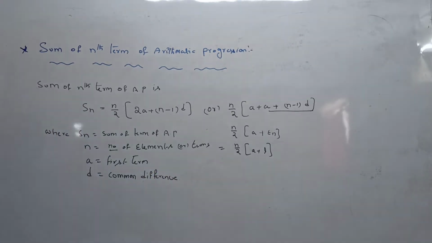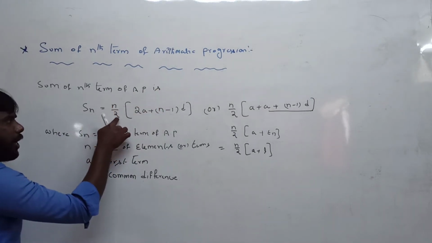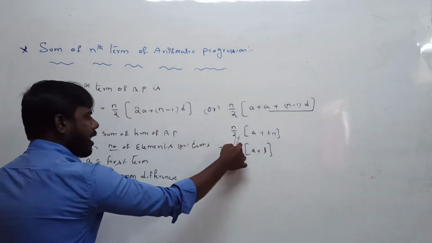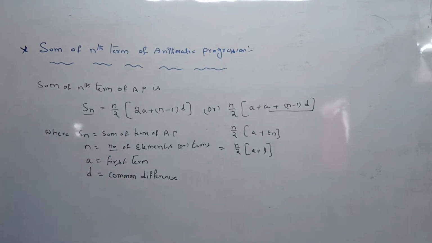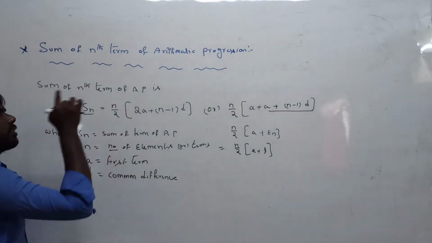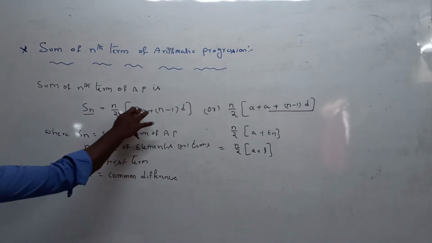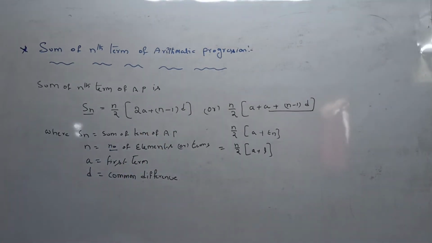Listen carefully. The sum of n terms of an arithmetic progression formula is Sn equals n by 2 into 2a plus n minus 1 into d, or else n by 2 into a plus l. Here Sn is nothing but the sum of n terms. N is the number of elements or terms. A is the first term. D is the common difference. All the questions will use this formula, and we can solve the questions.